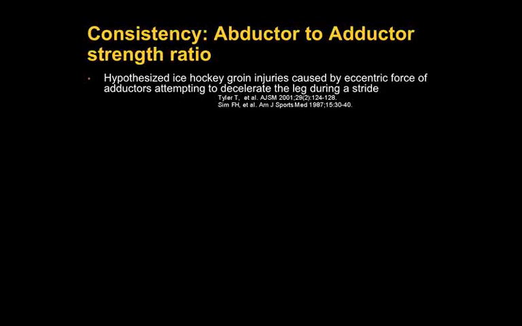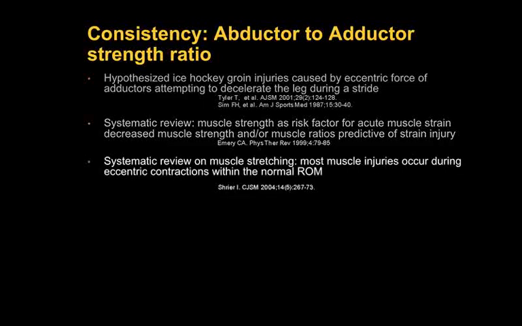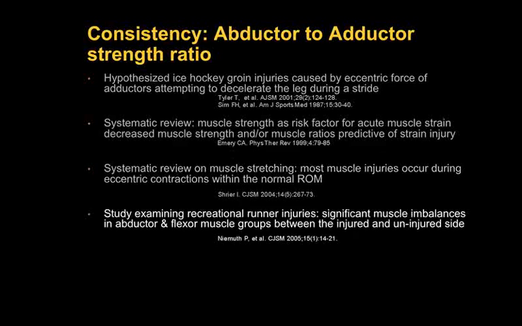Consistency of abductor to adductor strength ratios. Well, it's hypothesized that ice hockey groin strain injuries are caused by eccentric force of adductors attempting to decelerate the leg during stride. Clinical observation and systematic reviews, as I just stated earlier, showed that decreased muscle strength or muscle strength ratios may be predictive of strain injuries. Systematic reviews on muscle stretching: most muscle injuries occur during eccentric contractions within the normal range. Studies examining recreational runner injuries found significant muscle imbalances in the abductor and hip flexor group between the injured and uninjured side.